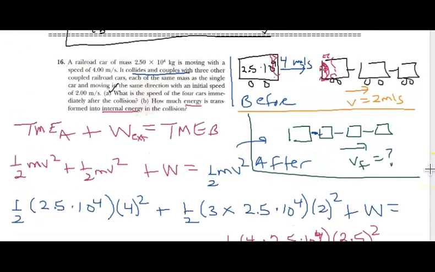Things will collide and stick, and they are still moving, so you're just going to take the difference in kinetic energy. Moral of the story is you need to make sure that you include everything that's moving before and after. All right, that was 16. Hope that one made sense.